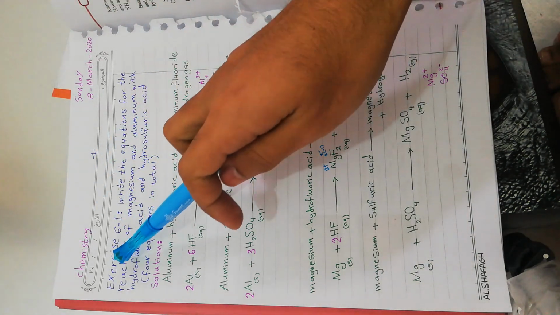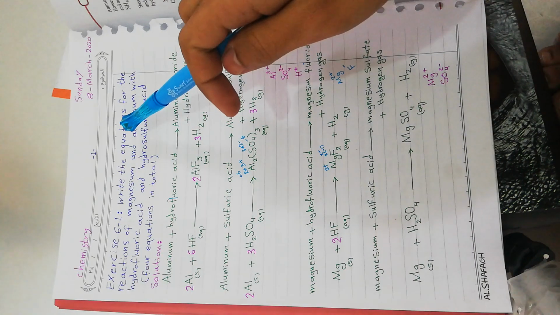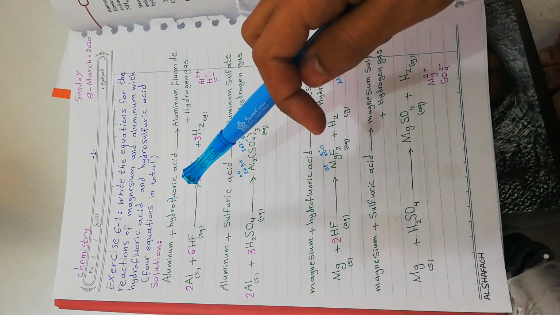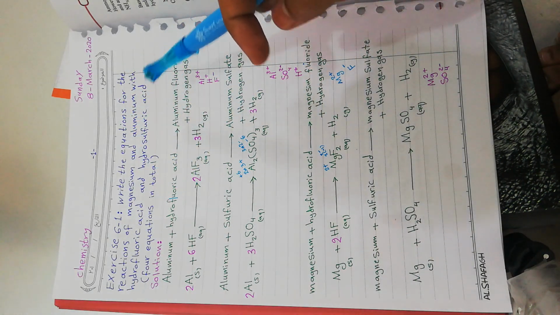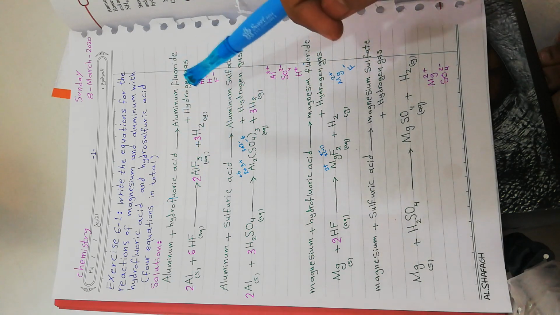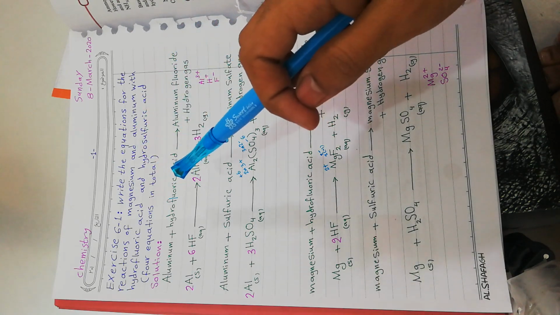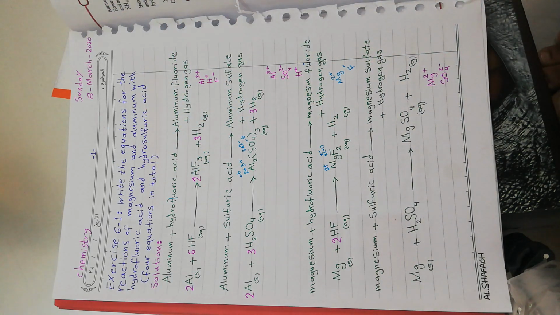Here we have exercise 6.1. Write the equations for the reactions of magnesium and aluminum with hydrofluoric acid and hydrosulfuric acid. 4 equations in total. We need 4 equations to solve this exercise. First, let's begin with aluminum.